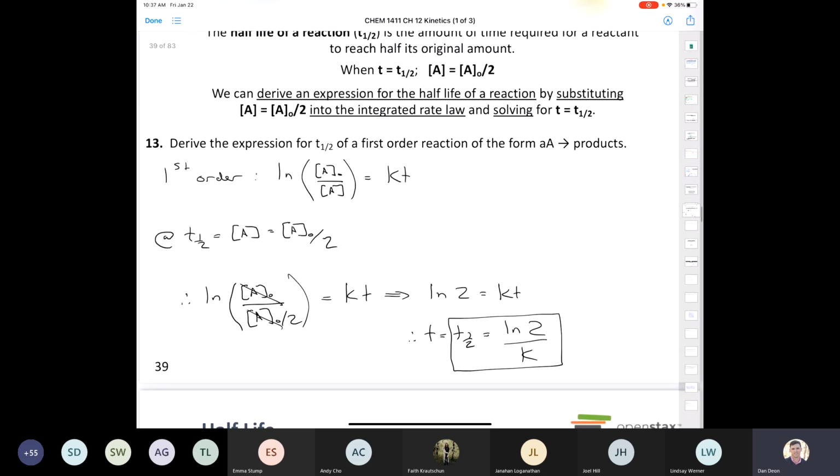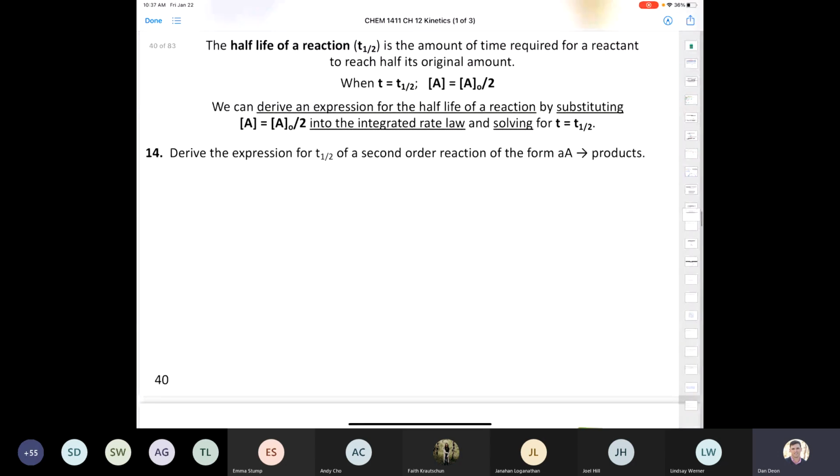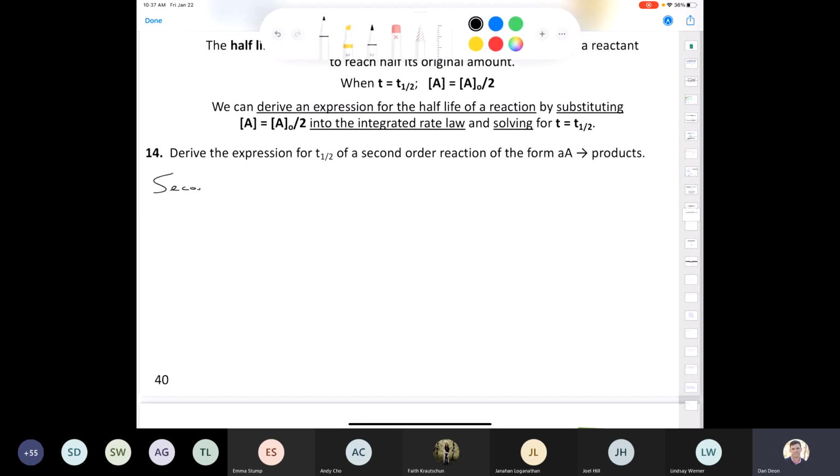Now let's do the same thing for a second order. We're doing the exact same thing again, but we have a different integrated rate law this time. For a second-order integrated rate law, we have 1 over the concentration of A minus 1 over the initial concentration is equal to kt. And at half-life, we know that the concentration of A is going to be equal to the initial concentration divided by 2. Let's plug in some numbers.